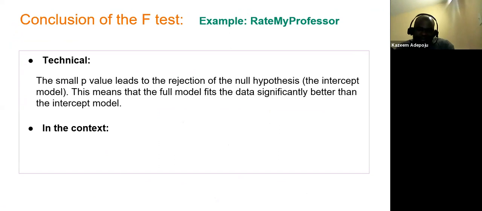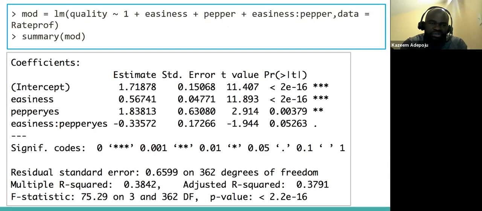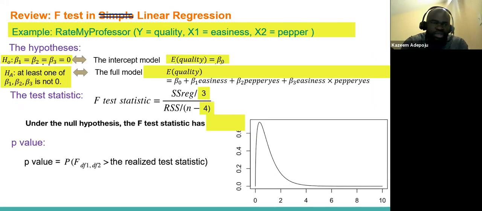Technically, you know that when the p-value is small, it's going to favor the alternative hypothesis. Because when the p-value is small compared to the level of significance, you're going to reject the null, and that means you are in favor of the alternative. But when the p-value is large, of course, it will favor the null. Favoring the null means it's going to favor the intercept model.